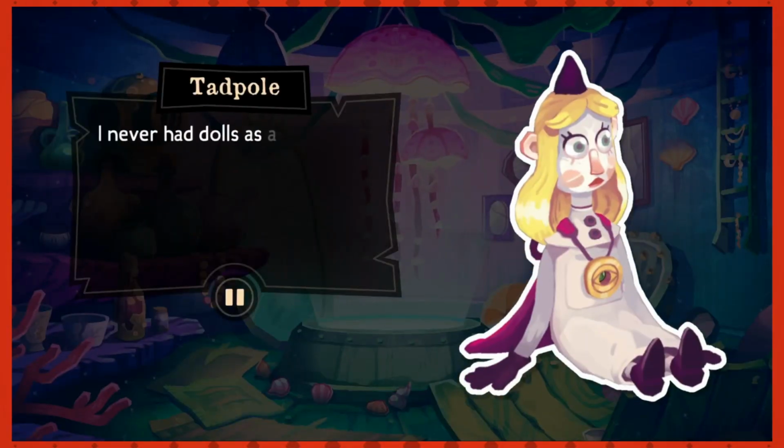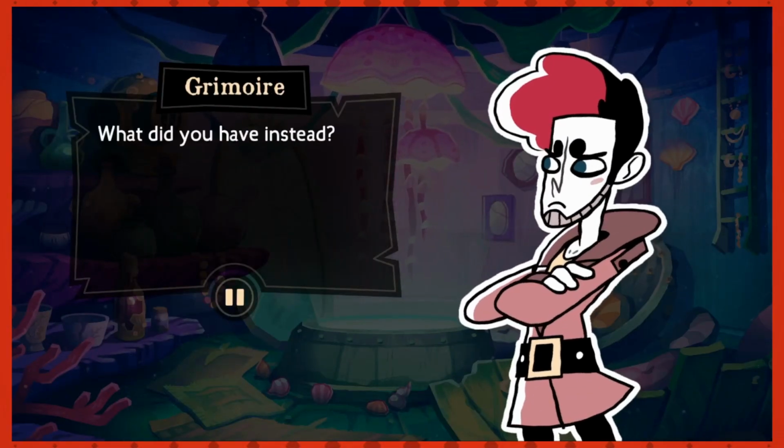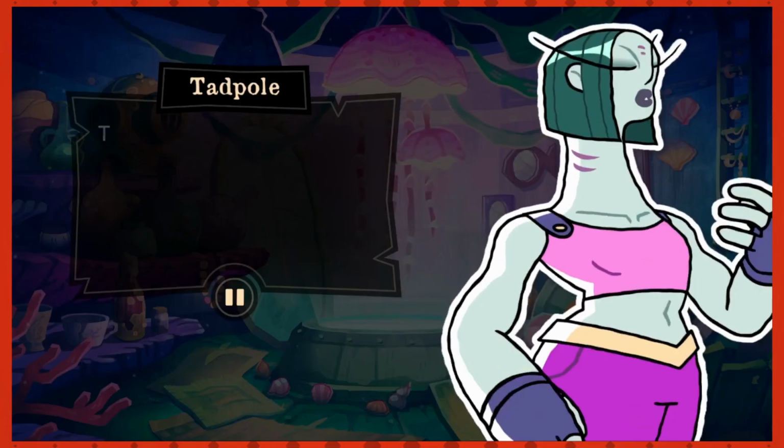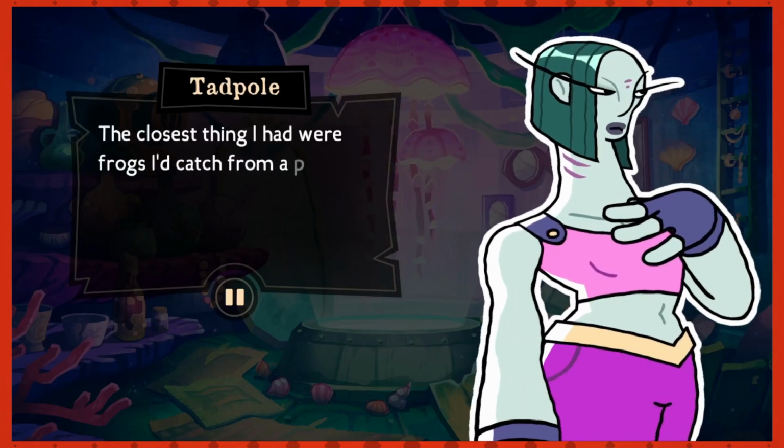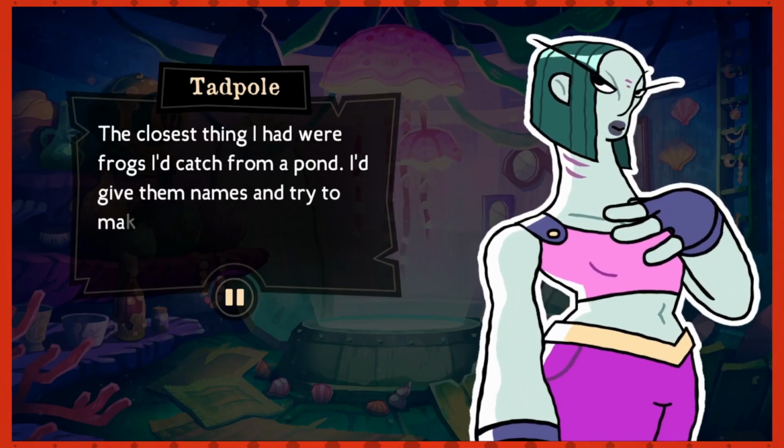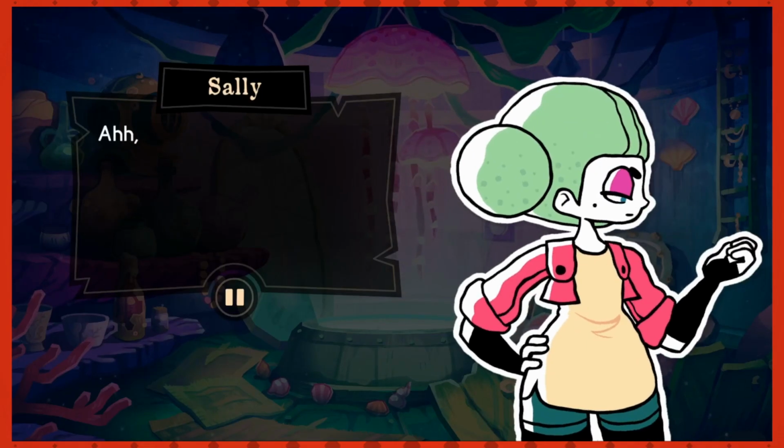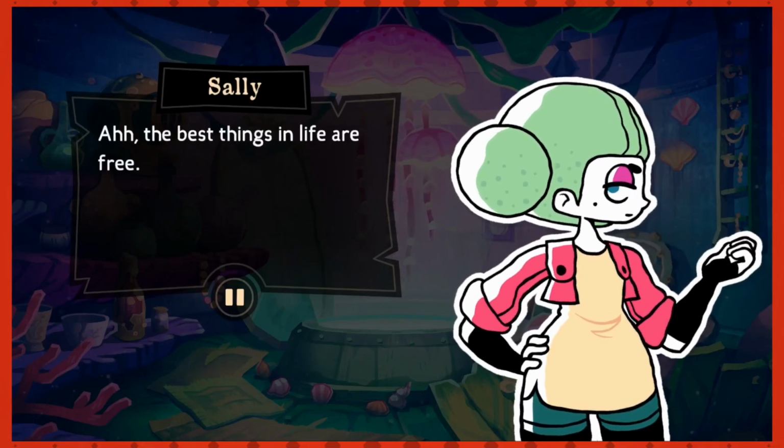I never had dolls as a child. What did you have instead? Nothing. We were super poor. The closest thing I had were frogs I'd catch from a pond. I'd give them names and try to make friends with them. Aw. The best things in life are free.